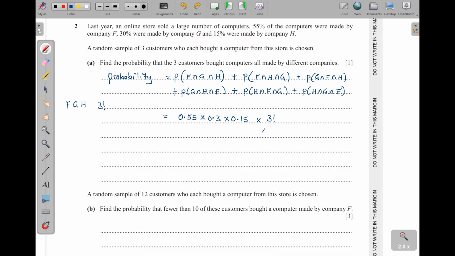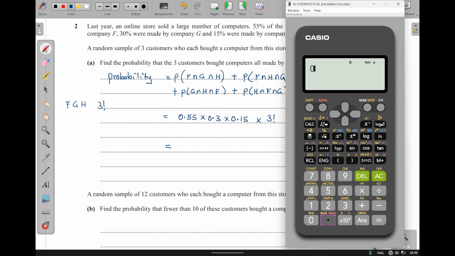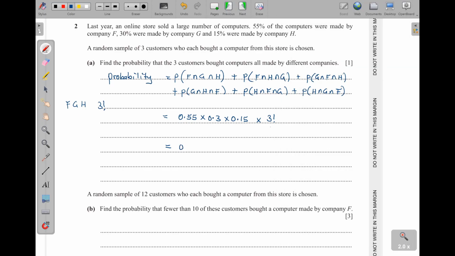Okay. So all of this together, what do we get? 0.55 times 0.3 times 0.15 times 3 factorial. Then we get our answer as 0.1485. Usually we write our answers to 3 significant figures, but I don't need to write this one to 3 significant figures because it's a terminating decimal. Okay, so you can leave your answer just like that.